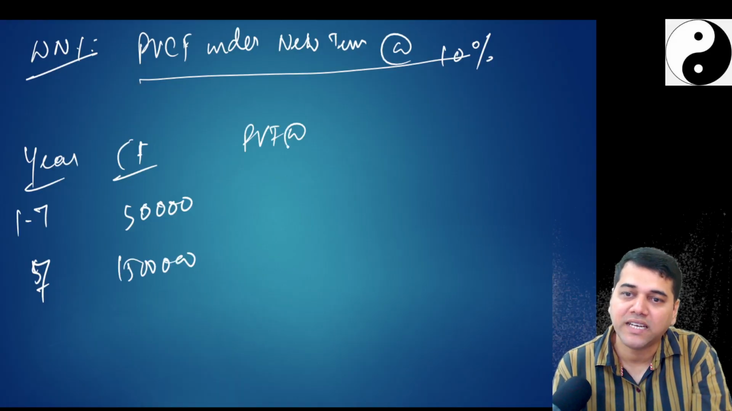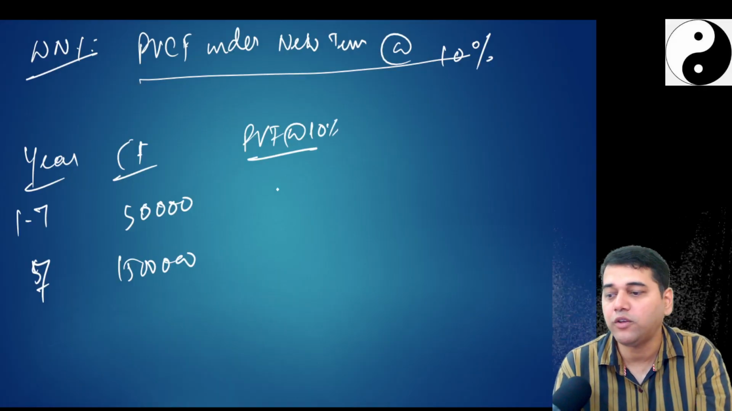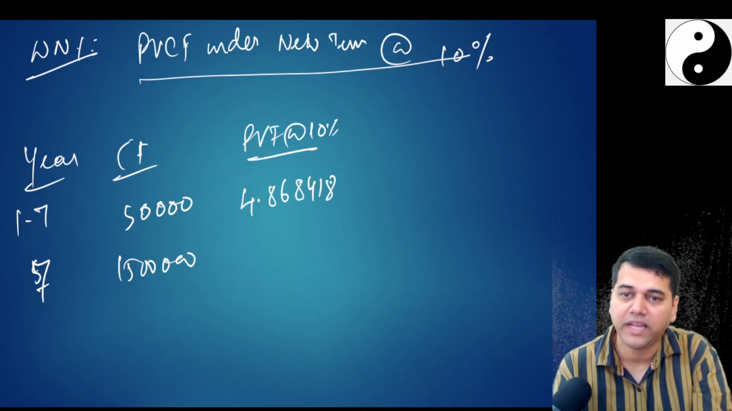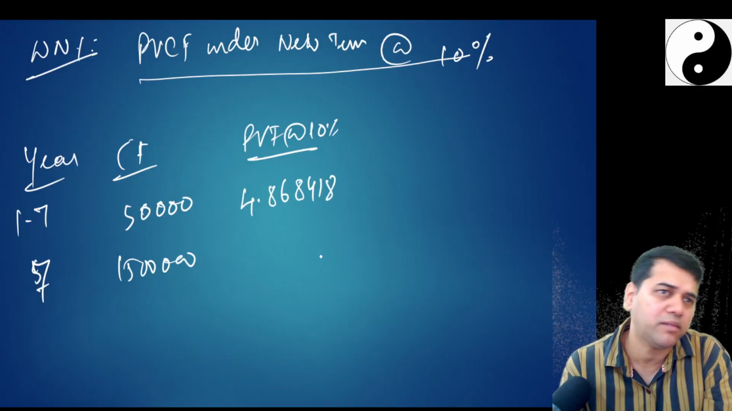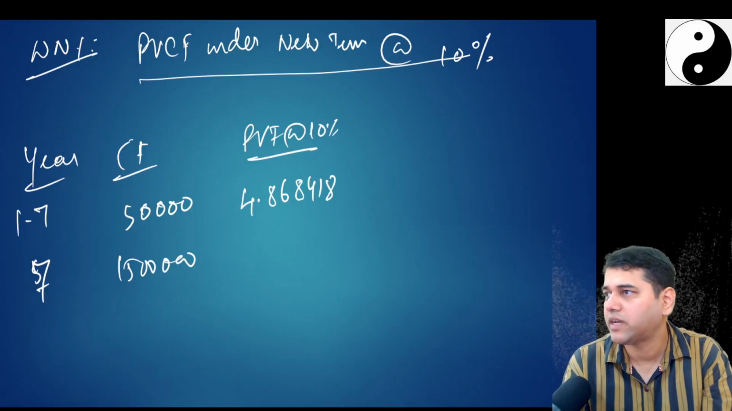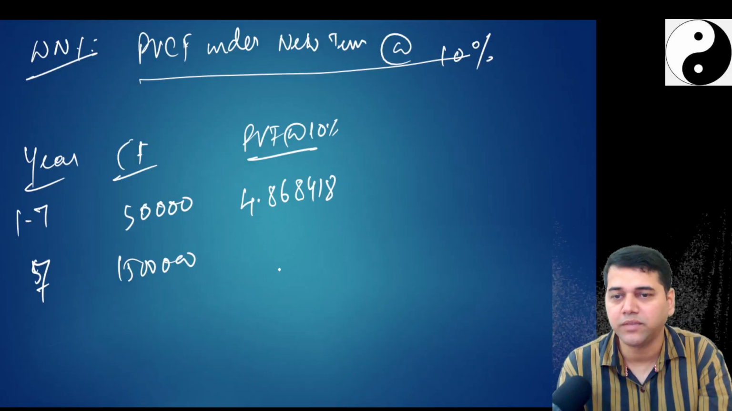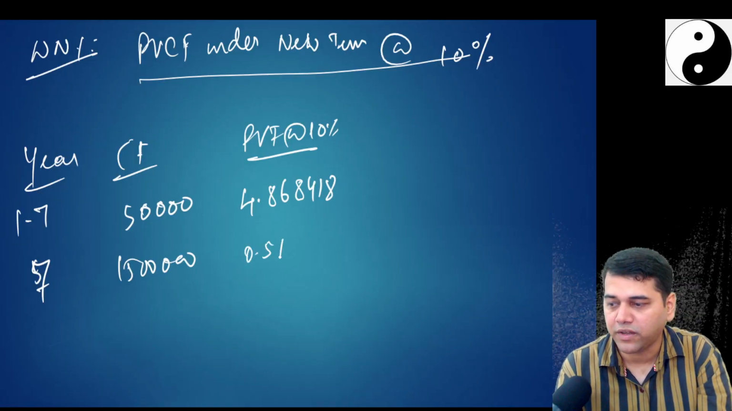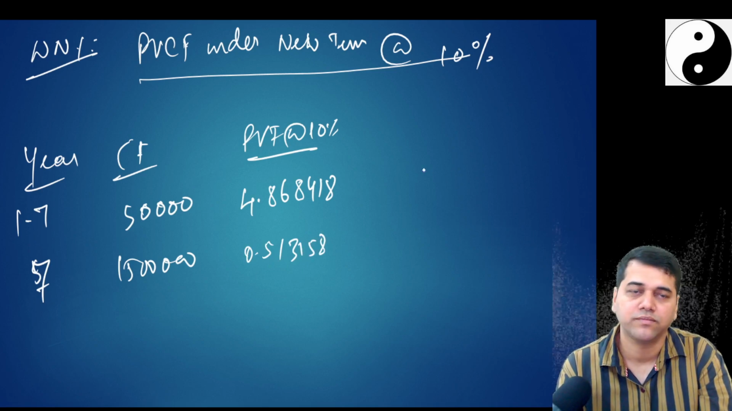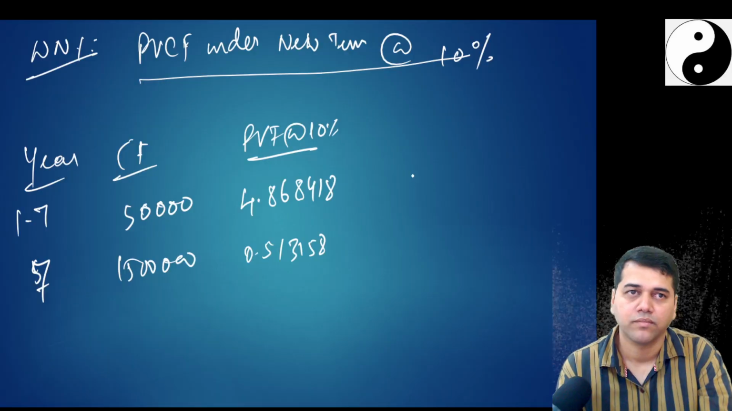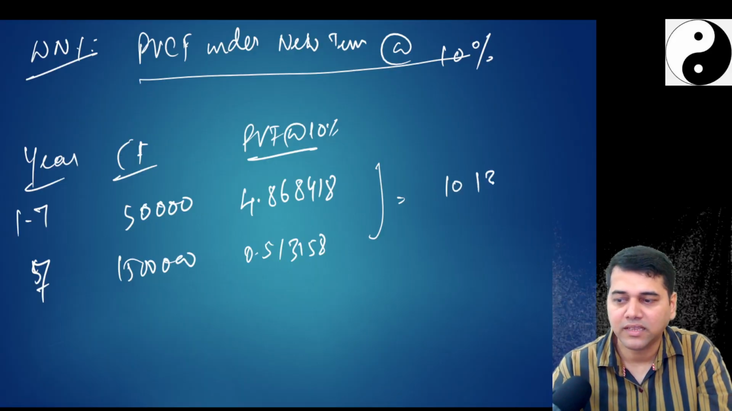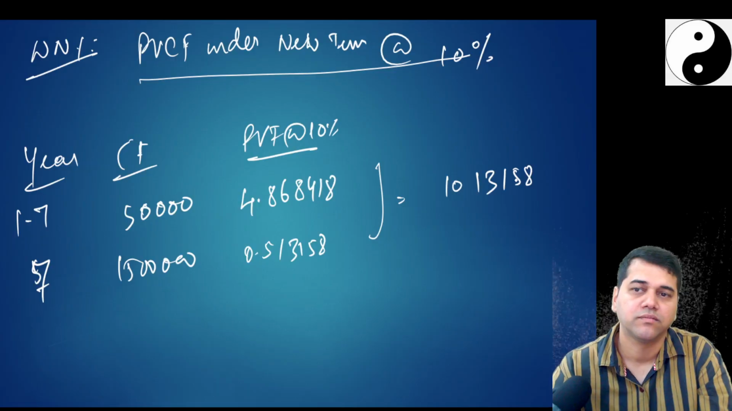Present value factor at 10%. What is my present value annuity factor? 4.868418. If they give it in the exam, you can take it. If the question is silent, you can take anything, but maintain the same thing here. And my present value factor is 0.513158. So total this comes to 10,13,158.